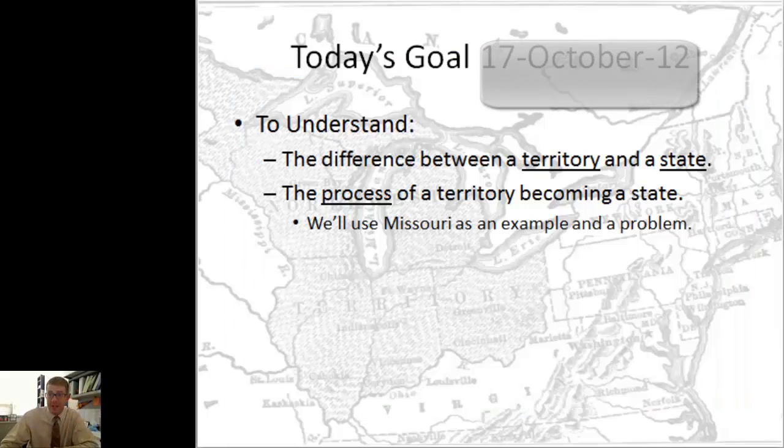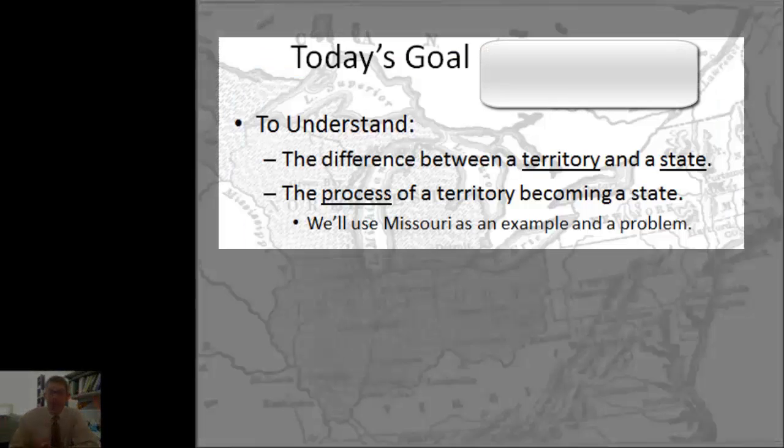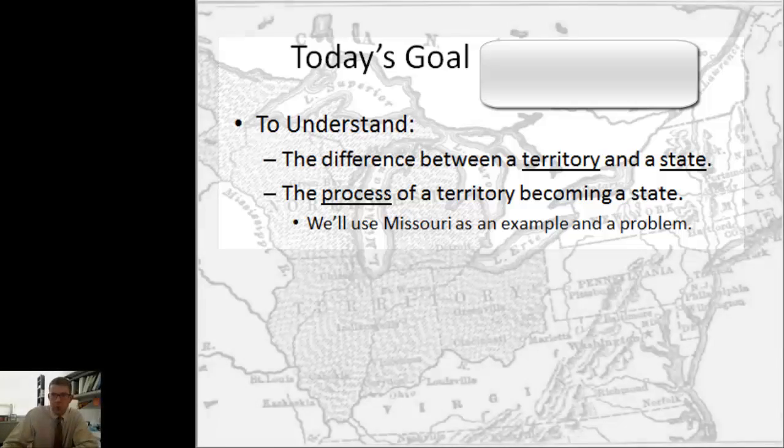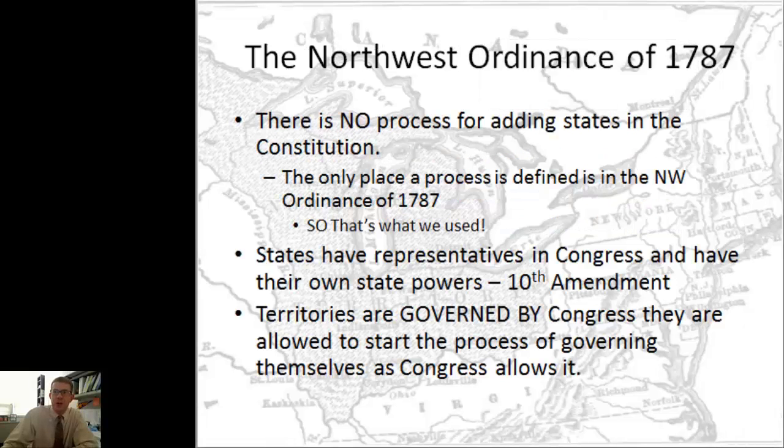But our goal for tonight is for you to understand two things. The difference between a territory and a state. There's a huge difference, and I'm going to try really hard to explain it as clearly as I can. And then the process of a territory becoming a state. We'll use Missouri as an example, and it also reveals a problem. So let's start here.